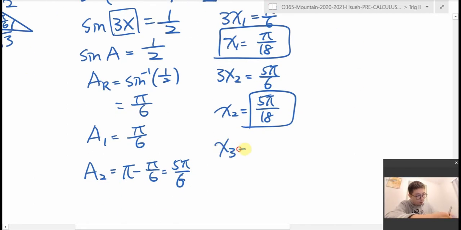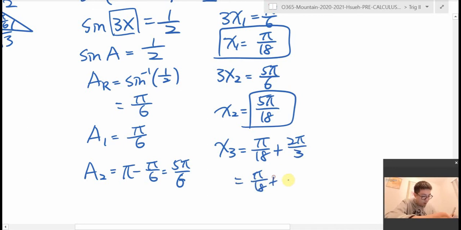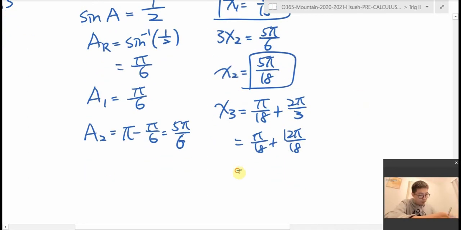And again, to get more answers, you simply take your x1 and add the period. Now recall, the period for sine and cosine is 2 pi divided by b. This is a sine equation, so it's going to be 2 pi divided by 3, which, with a common denominator of 18, is 12 pi over 18. If I add them together, I get 13 pi over 18. So there is my third answer.